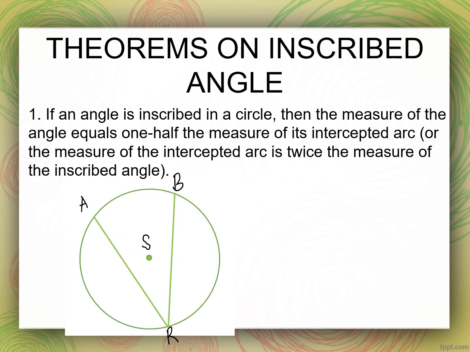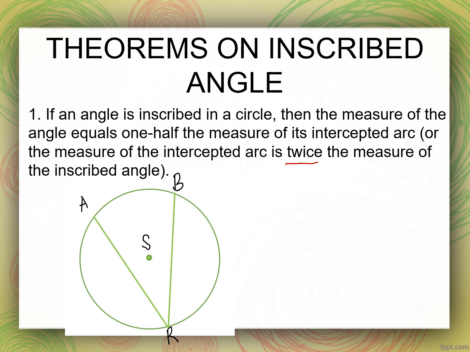Okay, so now let's have theorems on inscribed angle. Number one, the first one: if an angle is inscribed in a circle, then the measure of the angle equals 1/2 the measure of its intercepted arc. Or we can say that the measure of the intercepted arc is twice the measure of the inscribed angle. So take note of twice the measure of the inscribed angle.